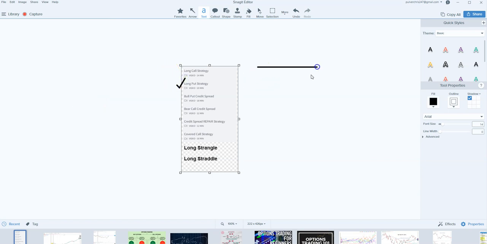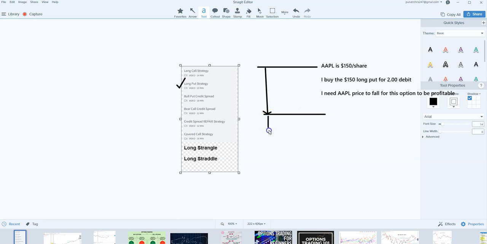Now let's just flip it around and go for the long put. If this is Apple at $150 and I believe Apple's going to go down, I'll do the same thing here and just reverse it. So now Apple is $150 per share, and I buy the $150 long put for a $2 debit. Okay? I need Apple's price to fall for this option to be profitable, right? That's what I need it to do.